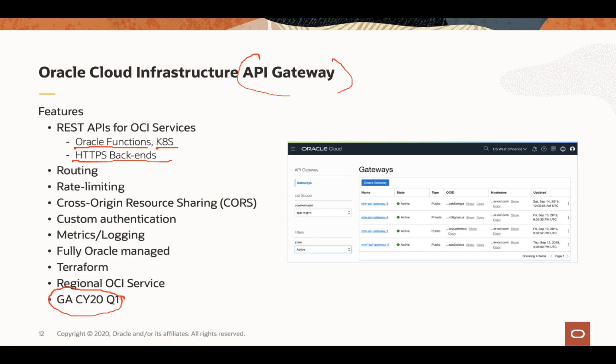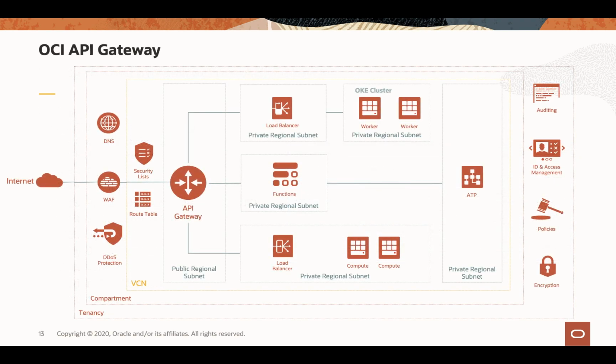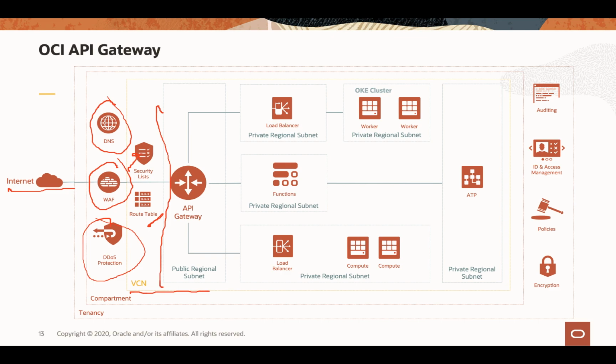Okay, let's look at the architectural side. Here you see that a call is coming in from the internet. Of course, you have DNS services to resolve the name. You have WAF to protect from bots. You have DDoS protection as well. And then you have another layer of protection, which is the OCI security list and security rules on top of that. And then, of course, the routing table, which is going to help you get to the particular API gateway. Okay, so now this is my VCN, and the call is coming in here, and it is going to hit the API gateway.